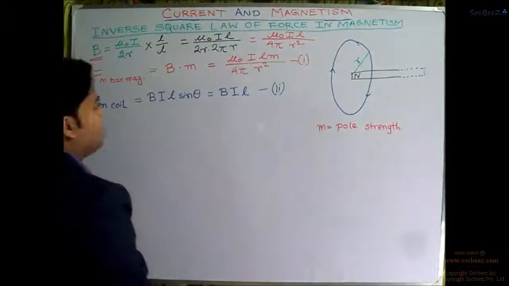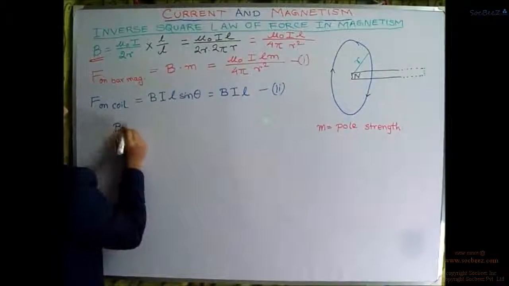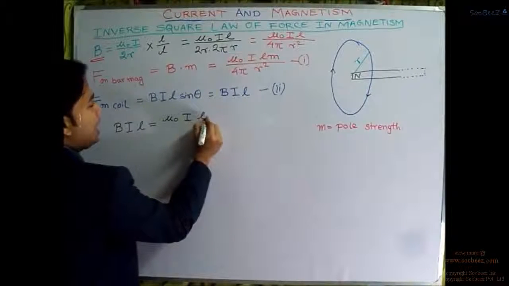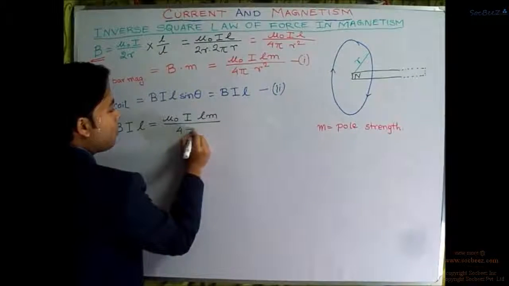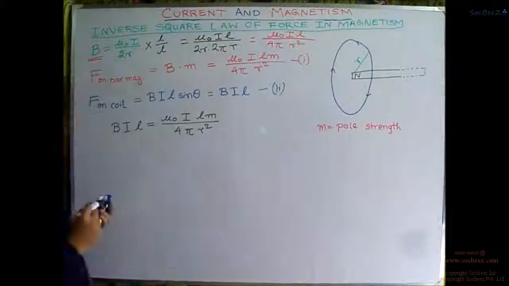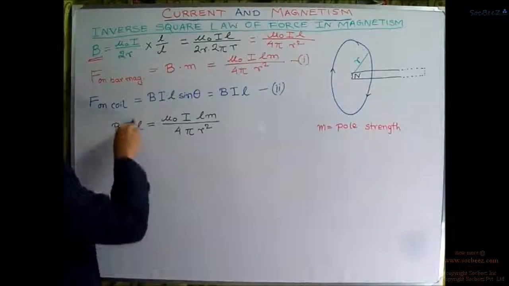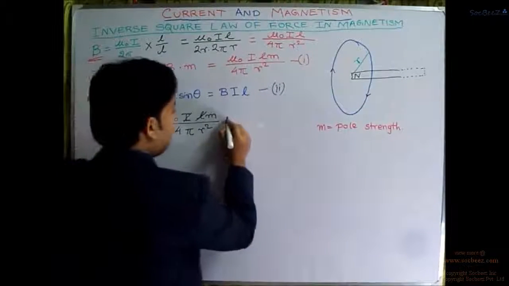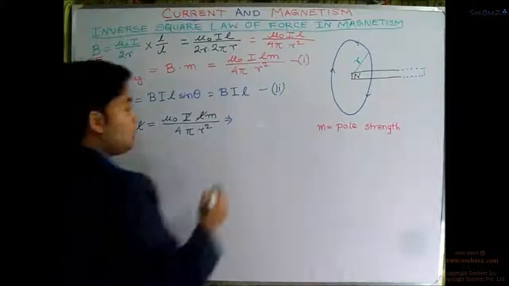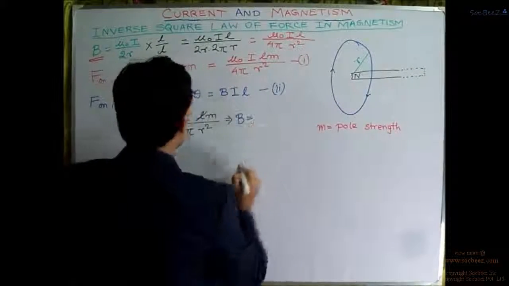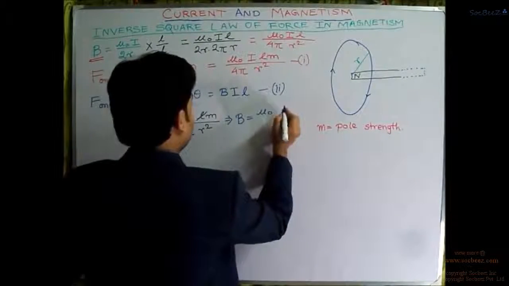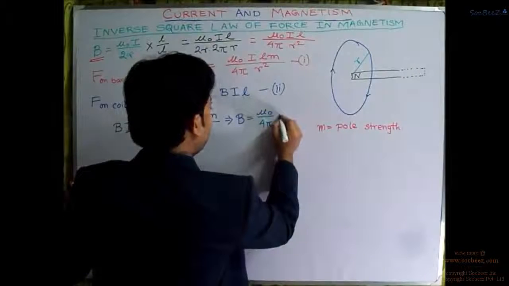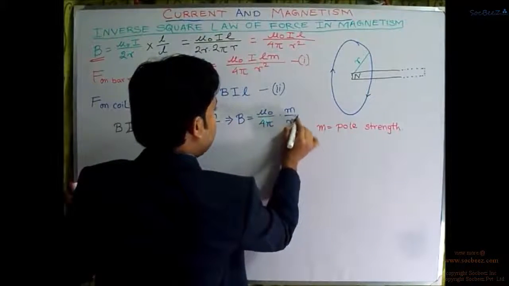So equating one and two, we shall find that BIL will be equal to mu naught ILM divided by 4 pi r square. Now closely observe over here that this I will cancel out this I, and this L will cancel out this L, leaving us the equation of B as equal to mu naught divided by 4 pi multiplied by m divided by r square.